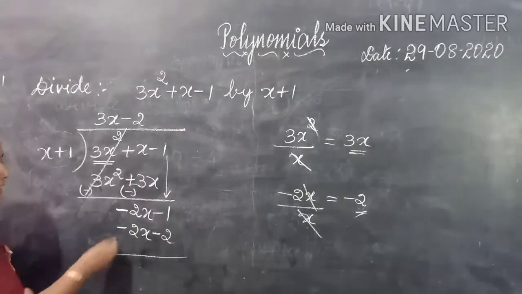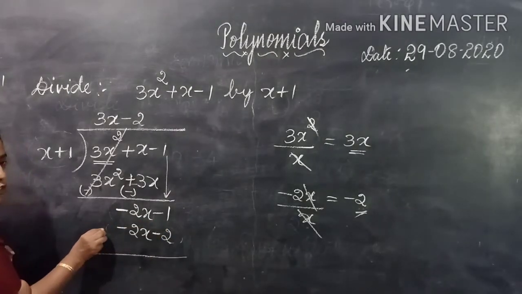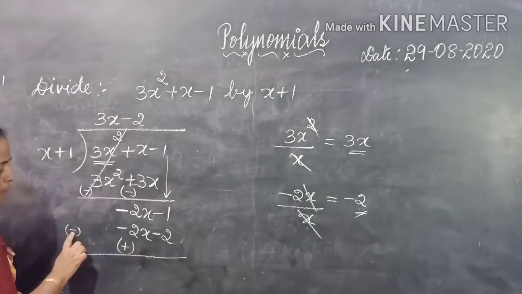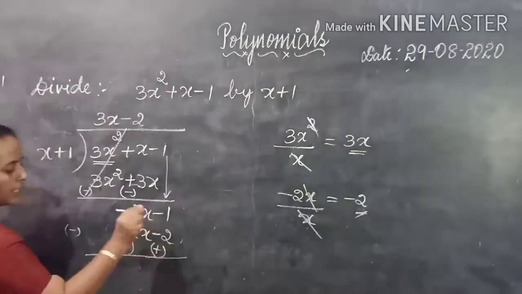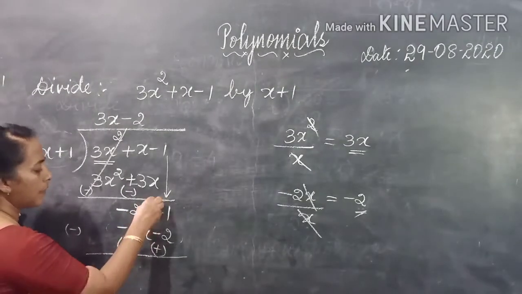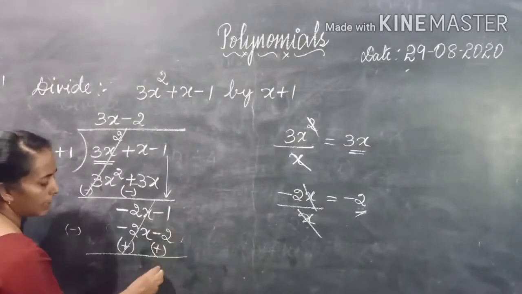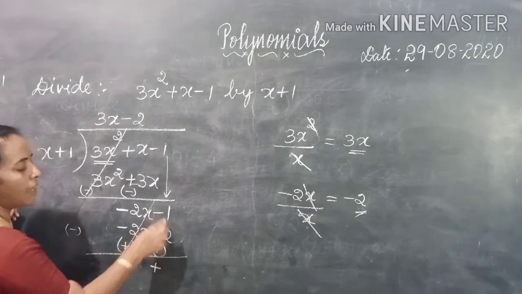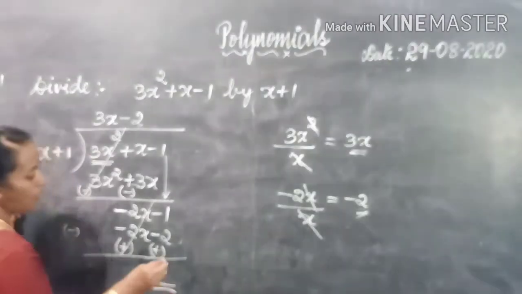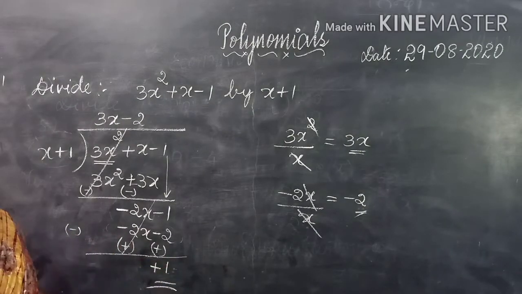So now change the sign. Your minus is there. You have to multiply the sign of the second polynomial by minus. So minus into minus will be plus. Minus into minus will be plus. Now simplify. Minus 2x plus 2x will be cancelled. Minus 1 plus 2. Here the greater sign is plus. Since they have unlike signs, you should subtract. 2 minus 1 is 1. Now what is the remainder you got? Plus 1. Plus 1 is the remainder.